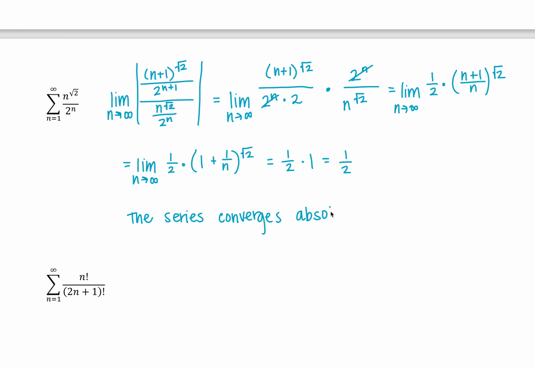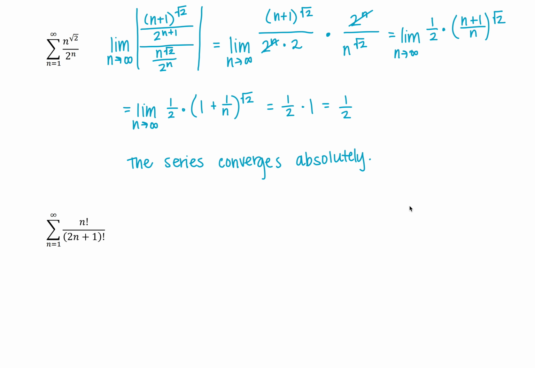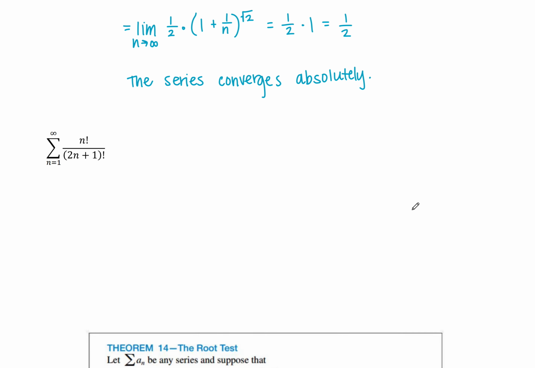And we're going to look at one more of these just to run through the process. For the third one here, we are given the series from n equals 1 to infinity of n factorial over 2n plus 1 factorial. So let me set it up one more time. We've got the limit as n goes to infinity. We've got our absolute value bars. So I'm going to look at the n plus first term.